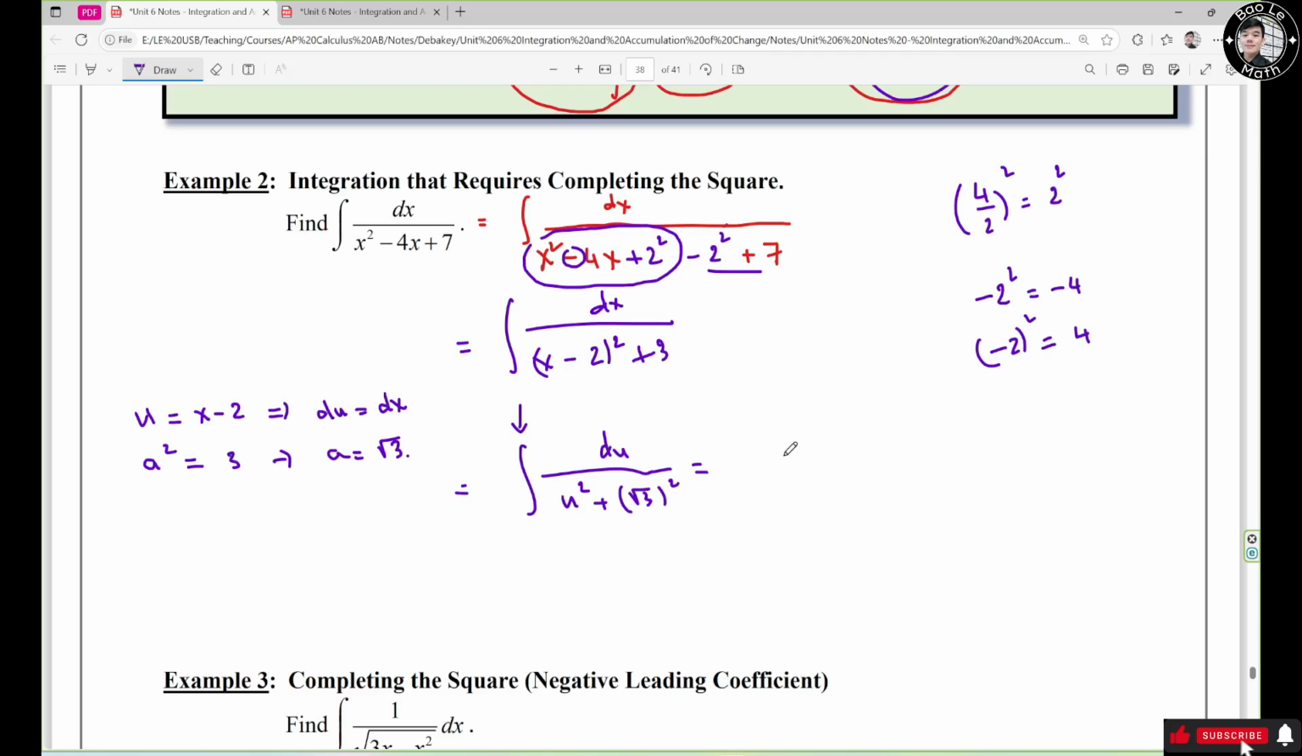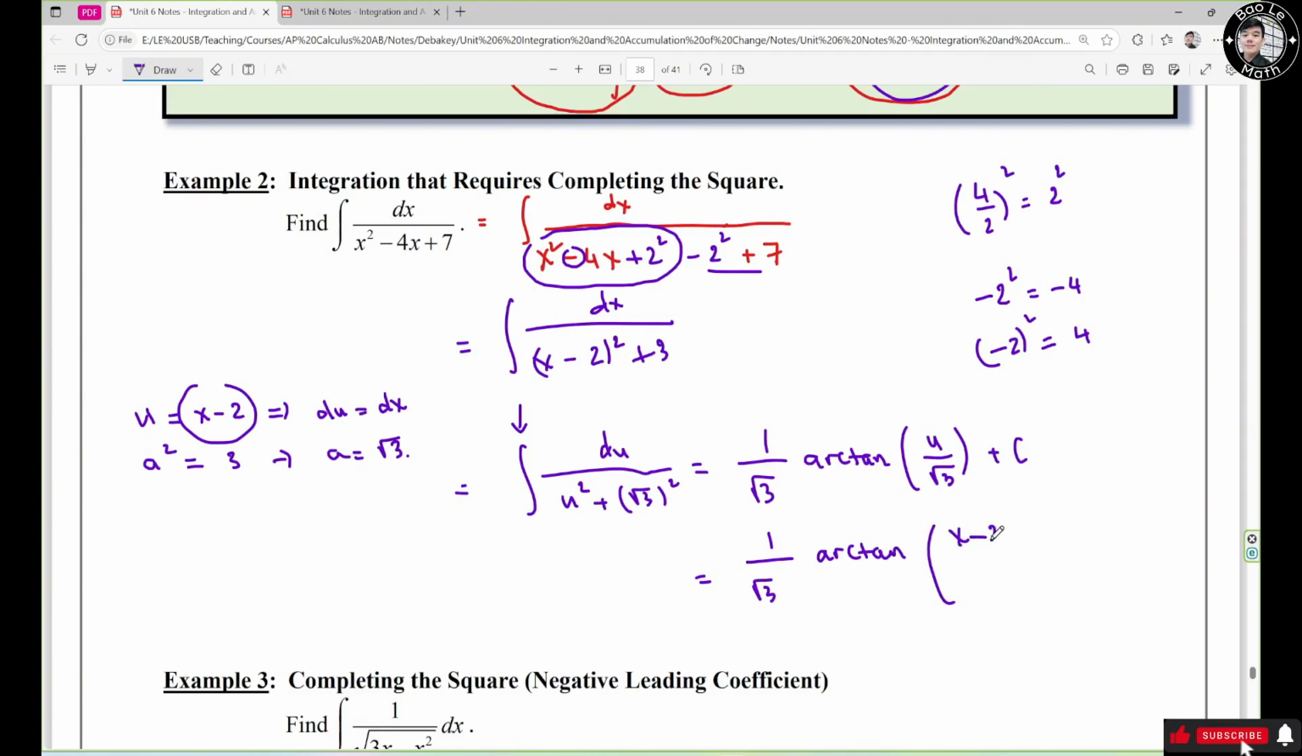So I can apply the formula easily. This turns out to be 1 over a, which means 1 over root 3, tangent inverse of u over square root of 3 plus c. Now, u equals s minus 2, so you need to plug that back in. So 1 over root 3 tangent inverse of s minus 2 over root 3 plus c. This is the final answer.